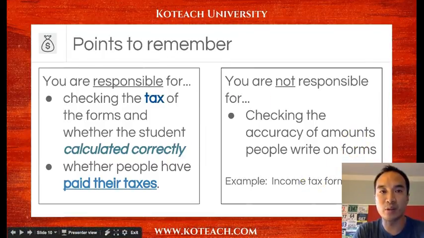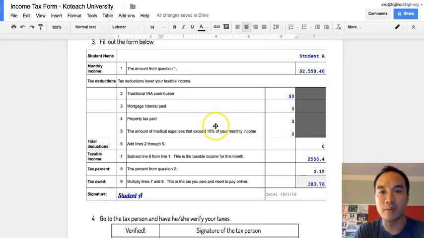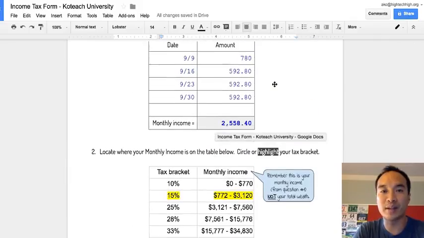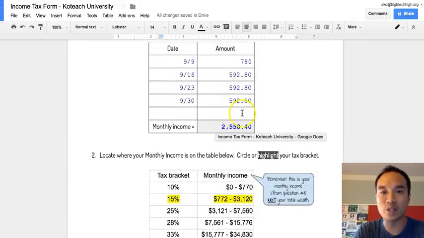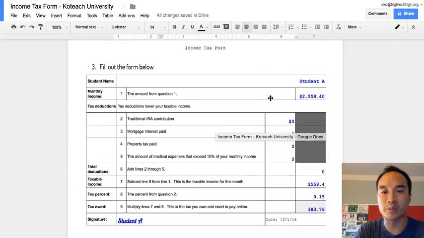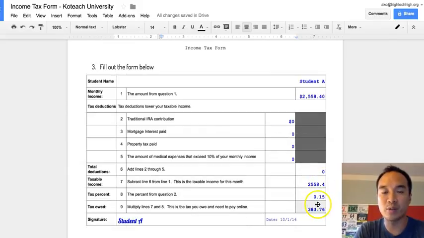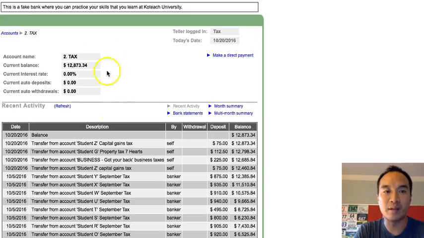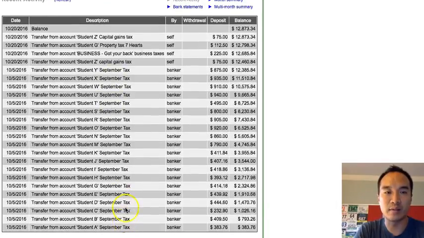So let me just give you a quick example. Again, you're not responsible for verifying this amount. You are responsible to check that, yes, they added this correctly, and you are responsible for making sure that this is calculated correctly and whether they paid their taxes, student A.